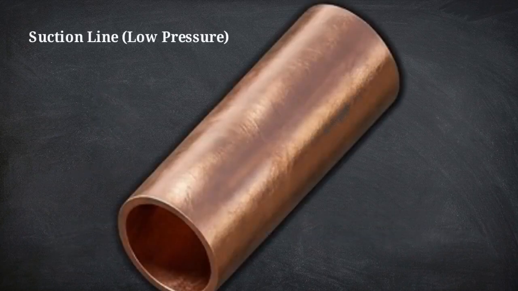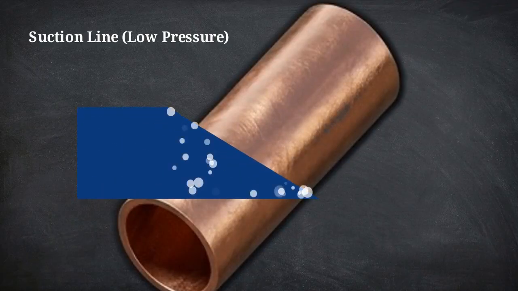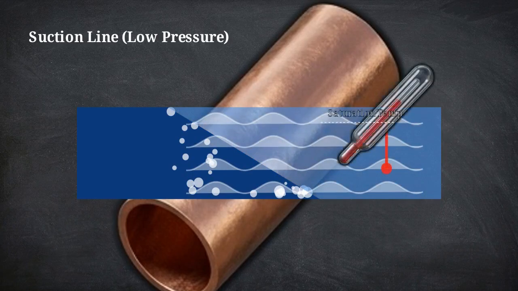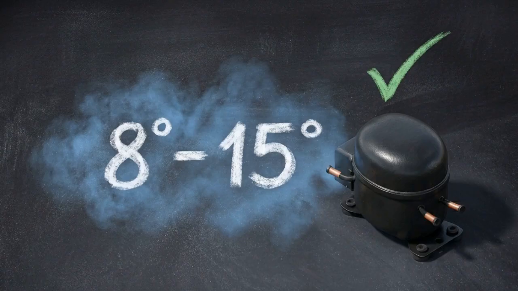Once we have our baseline, we can measure deviation. The first metric is superheat. This is the amount of heat absorbed by the refrigerant after it has completely boiled into a vapor on the low-pressure side. The physical temperature rises above the saturation point. To find this value, take the physical temperature of the suction line and subtract the saturation temperature derived from your pressure gauge. A healthy system usually targets a superheat between 8 and 15 degrees. This margin ensures that 100% vapor enters the compressor.